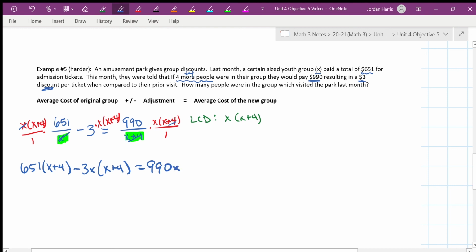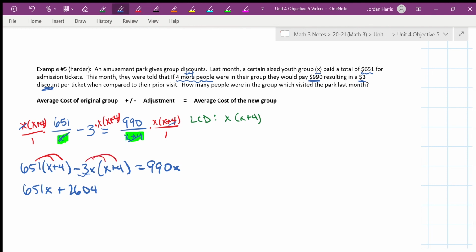Okay, so now we got to distribute. Notice the numbers are bigger, so it's not quite as nice. 651 times 4 is 2,604. Distribute this one. Remember, it's the negative 3x, that whole term in. So it's negative 3x squared minus 12x equals 990x. Okay, it doesn't quite work out as nice as last time, but I see I have these two on that side, so I'm going to combine them first.